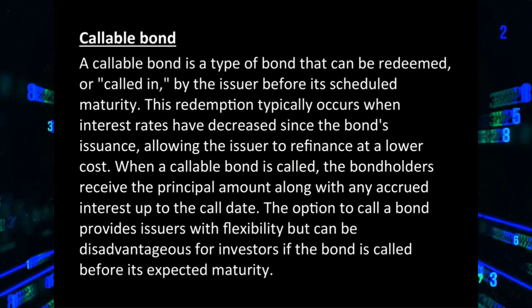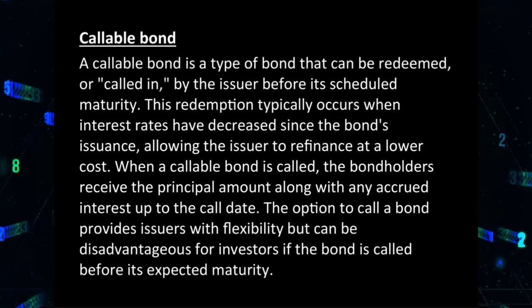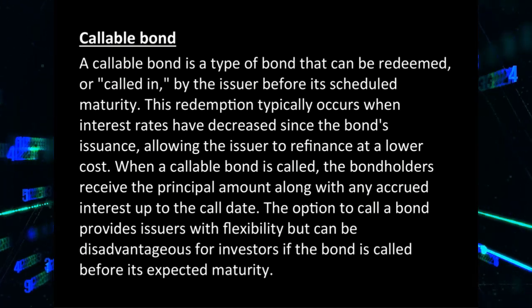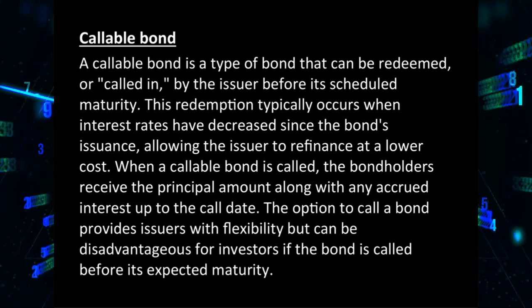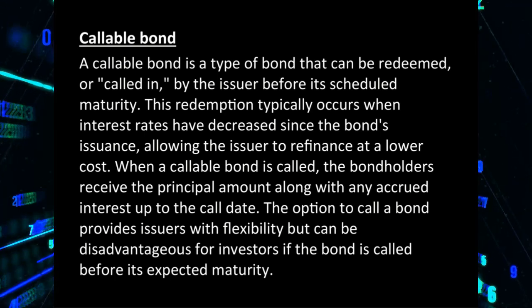Callable bond. A callable bond is a type of bond that can be redeemed, or called in, by the issuer before its scheduled maturity. This redemption typically occurs when interest rates have decreased since the bond's issuance, allowing the issuer to refinance at a lower cost.